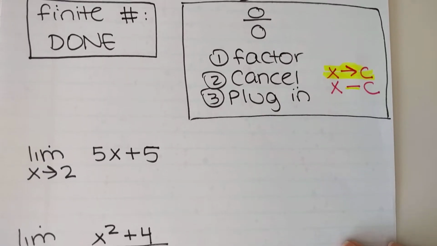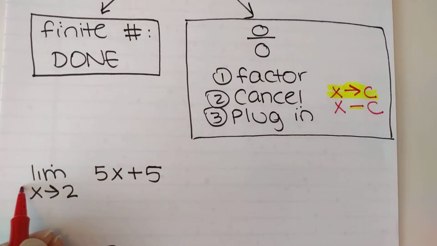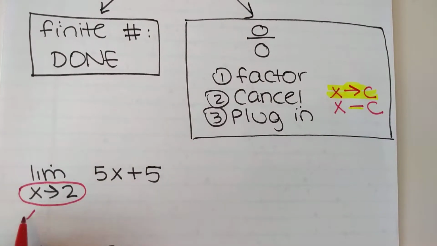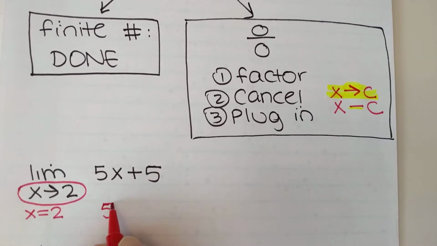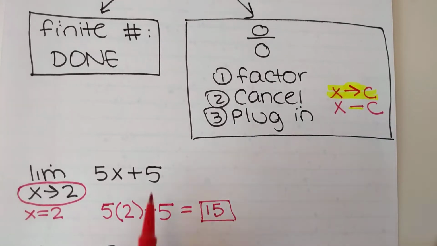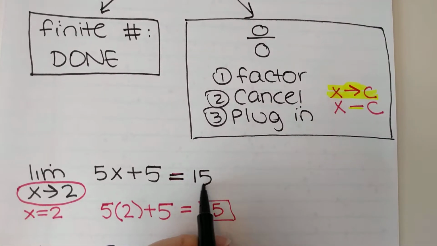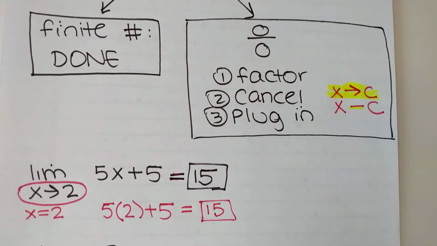So when you are given a limit to evaluate analytically, the first thing that you always try is to plug in c. So our c is the number that we are approaching. In this case, we are going to plug in x is equal to 2. Now when I do that off to the side here, I get 5 times 2 plus 5, and that gives us 10 plus 5 and 15. And 15, of course, is a finite number, and so that tells us that we are done and that this limit is going to be equal to 15. So 15 is our answer.